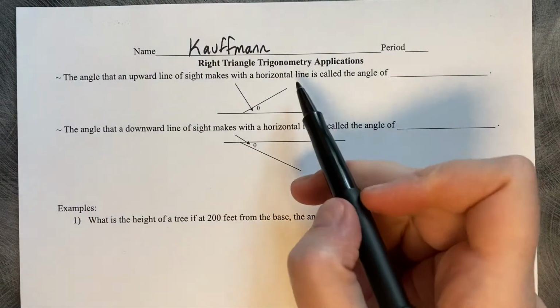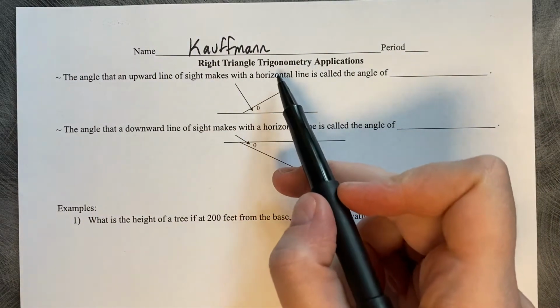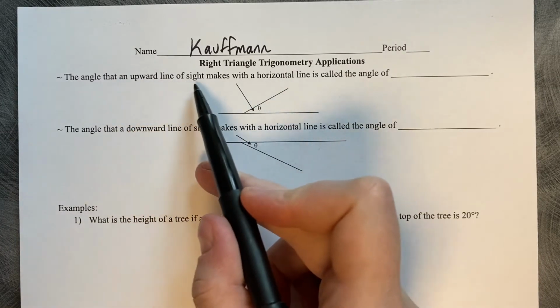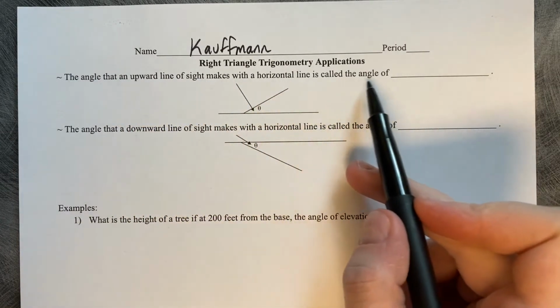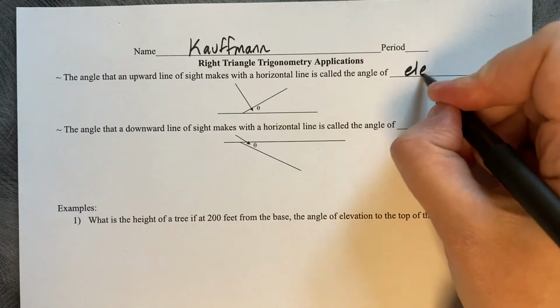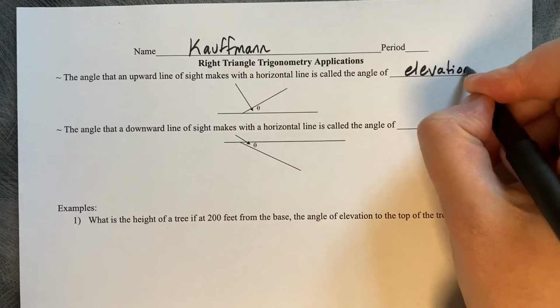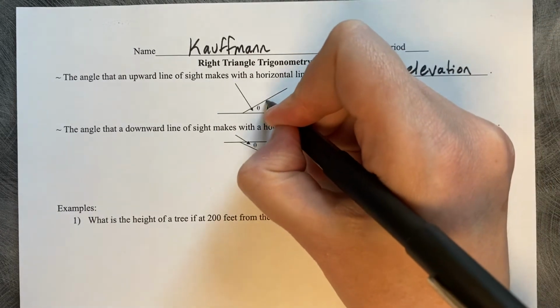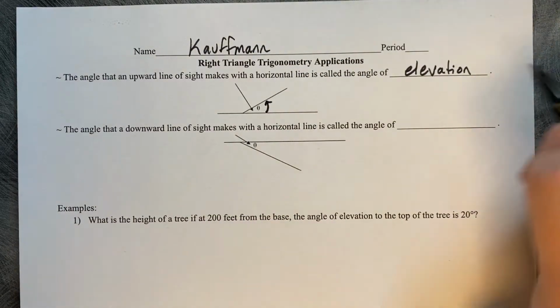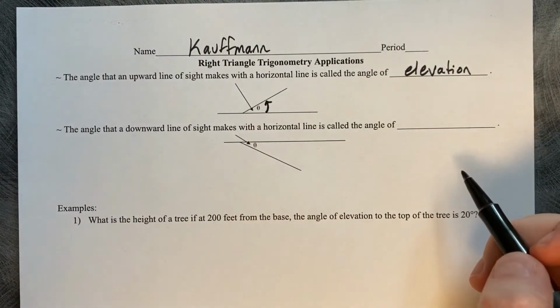Right triangle application problems. The angle an upward line of sight makes with a horizontal is called the angle of elevation. From the horizontal up to the line of sight is now our theta.